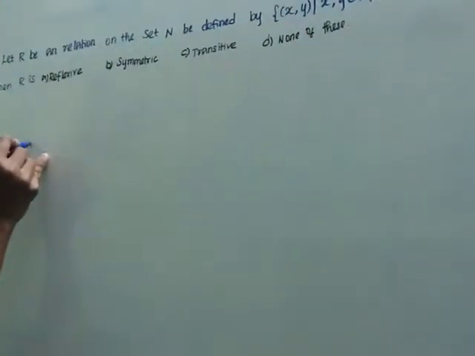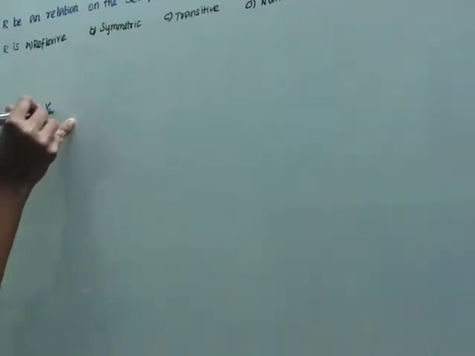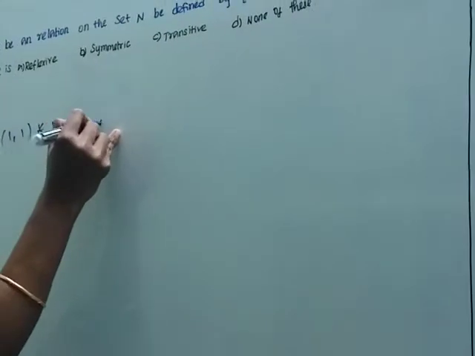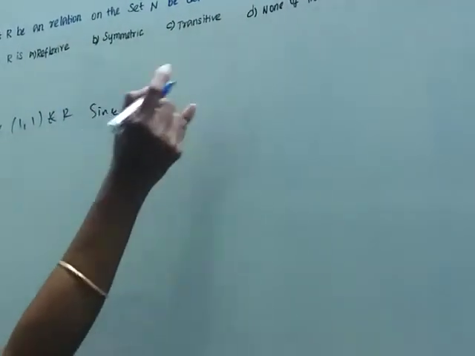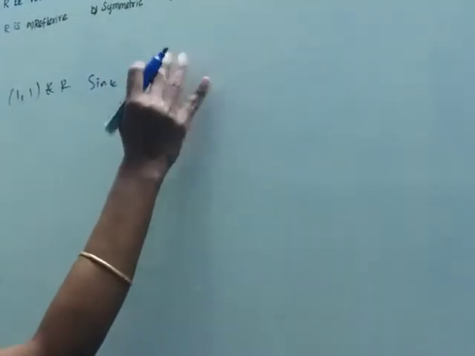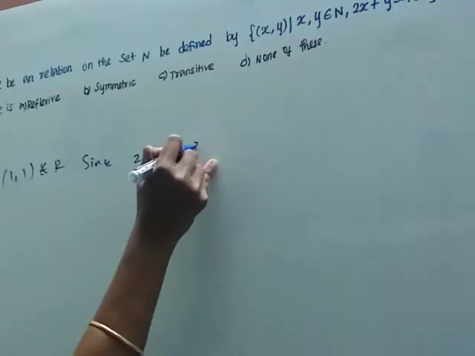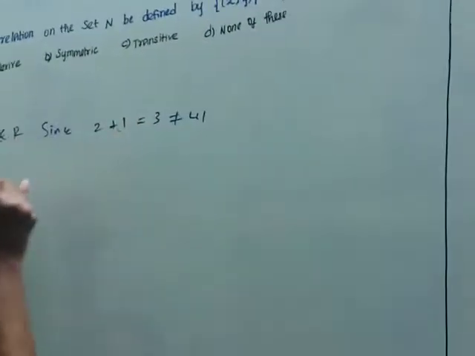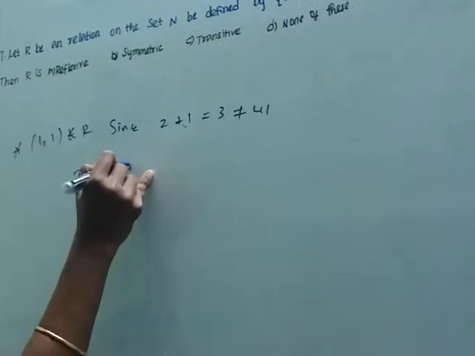So first, (1,1) does not belong to the relation, since when you put x equal to 1 and y equal to 1, you get 2 plus 1, that is 3, which is not equal to 41. Therefore it is not reflexive.